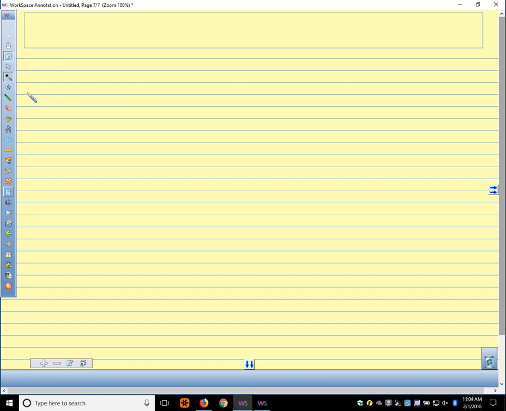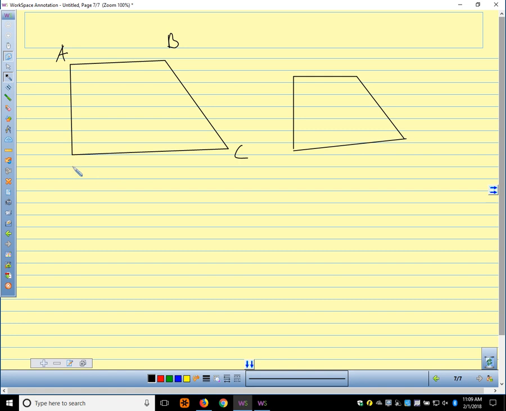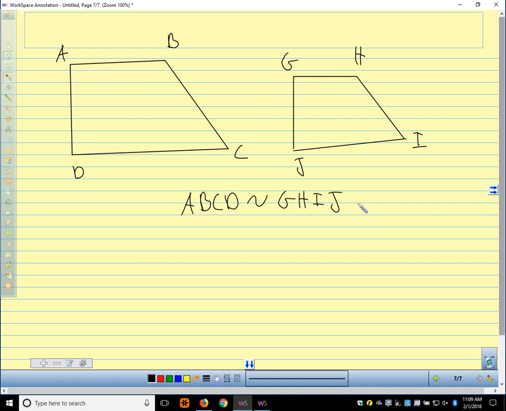So I'm going to say yes. All right, I'm going to say this is A, B, C, D, and G, H, I, and J. And I'm going to say that A, B, C, D is similar to G, H, I, J. This thing is called a similarity statement.